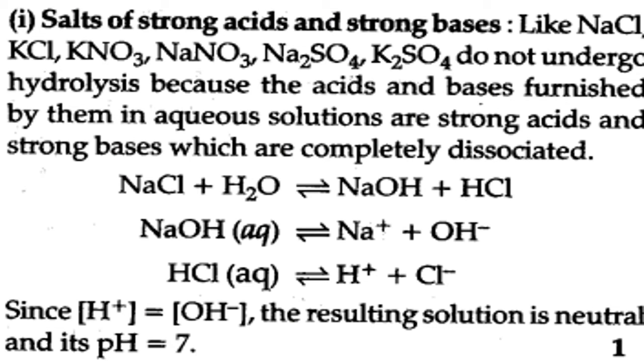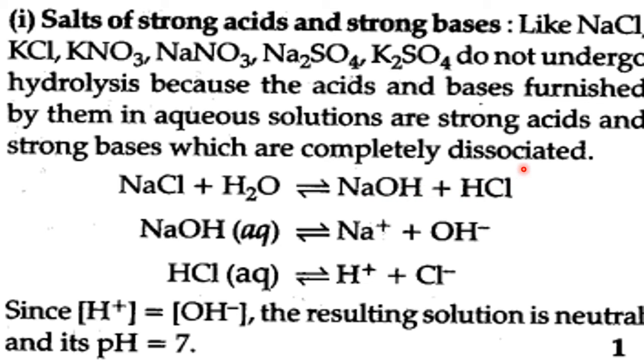Now, salts of strong acid and strong base. What type of salt? Strong acid, strong base, neutral. Examples: NaCl, KCl, KNO3, NaNO3, Na2SO4, K2SO4. They do not undergo hydrolysis because the acids and the bases furnished by them in aqueous solutions are strong acids and strong bases, which are completely dissociated. Here, when NaCl reacts with water, it gives NaOH and HCl. Both are strong.